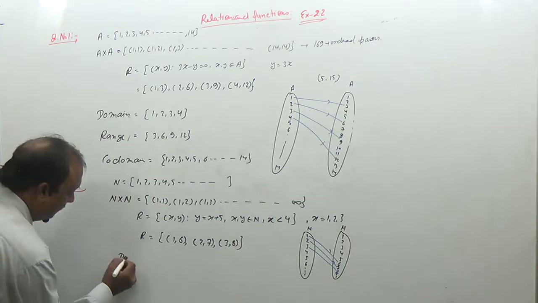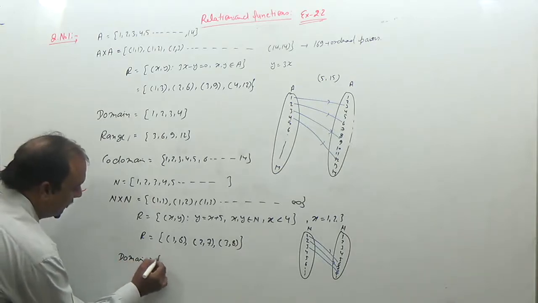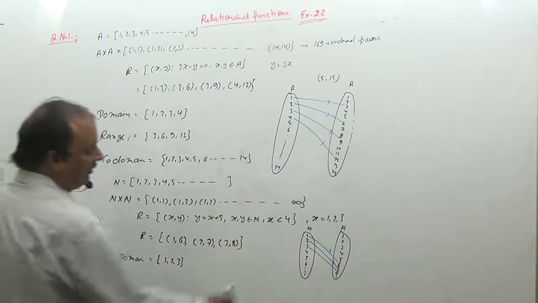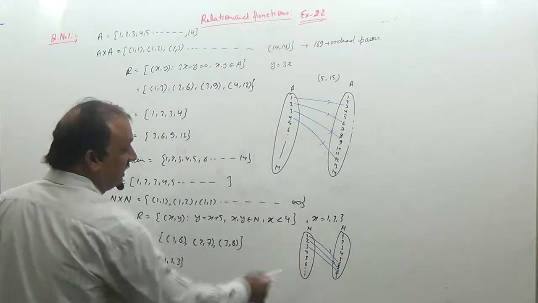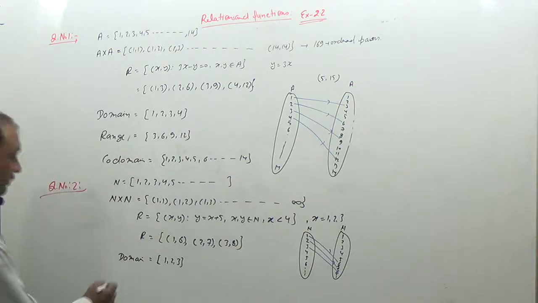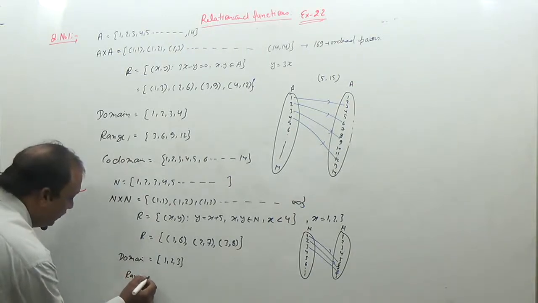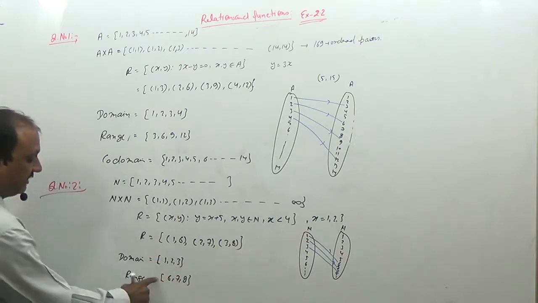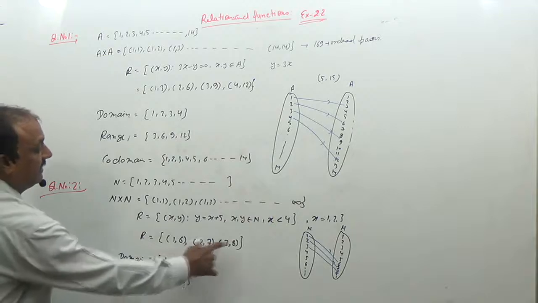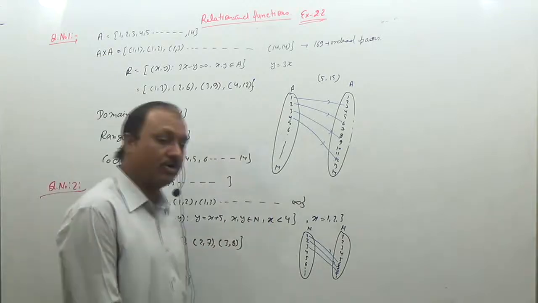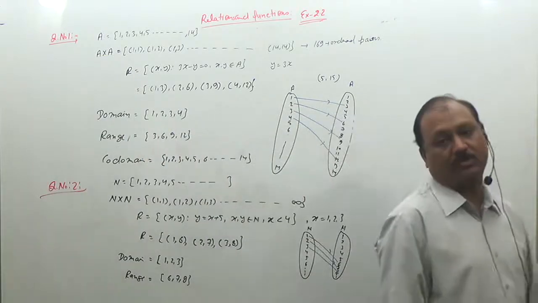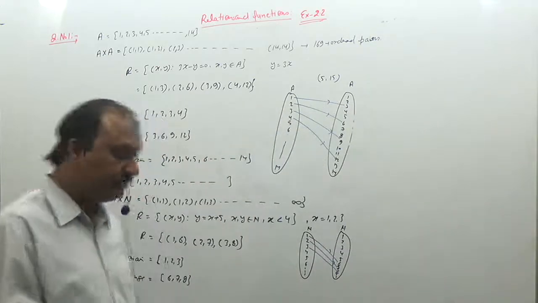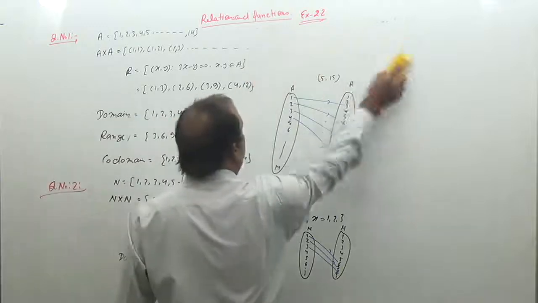So its domain is a set which contains the elements 1, 2 and 3. Or we can say that all elements of the first set which are related to any element of the second set are called domain. Second is range. Range is 6, 7 and 8. So range is a set which contains the elements 6, 7 and 8. और अगर आपने लिखना है codomain, तो set of natural numbers is called codomain. So this is the second question. Next is question number 3.